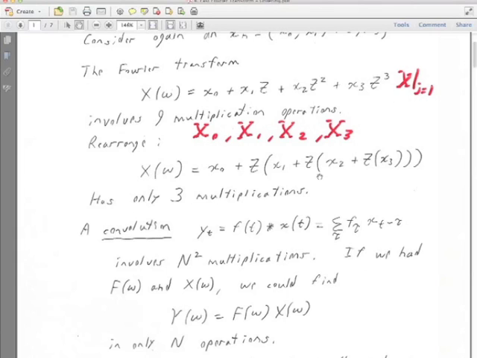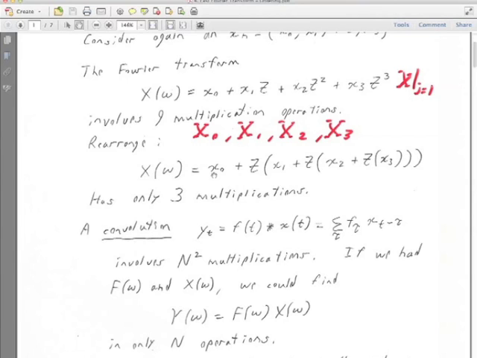You know, it's not a bad way. So we begin on the inside here with z times x3, then we add x2, and then we multiply that sum by z. And then we add x1, and we multiply that product by z, right? This is a left associative multiplication here. And then we add x0. All right? That's only got 3 multiplications.